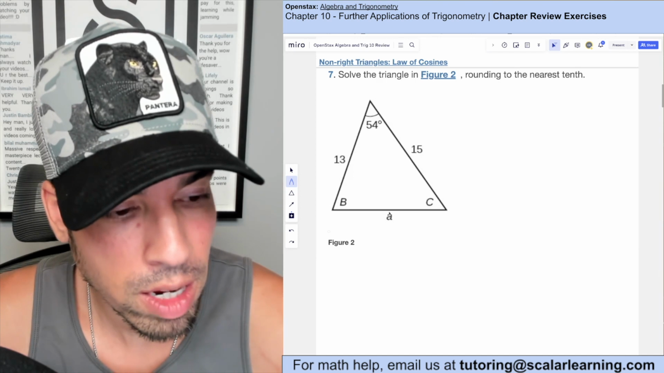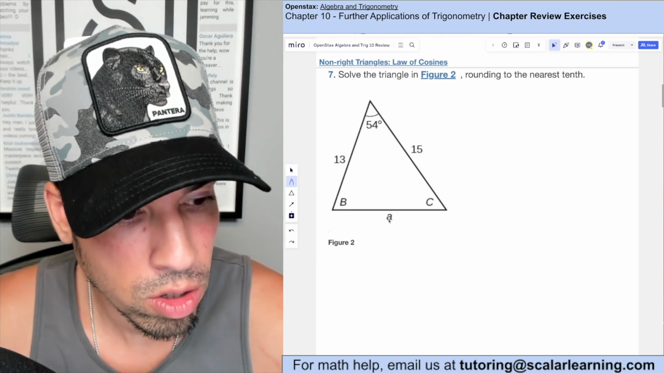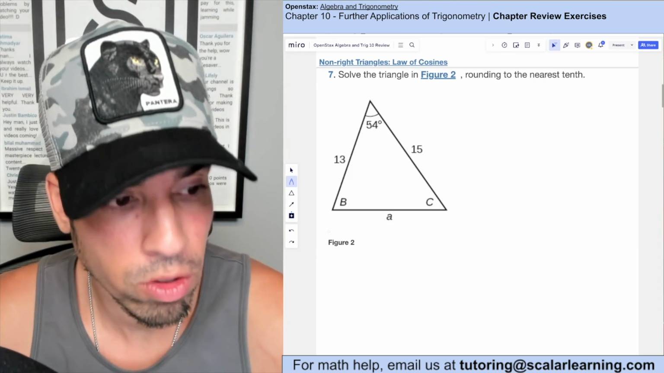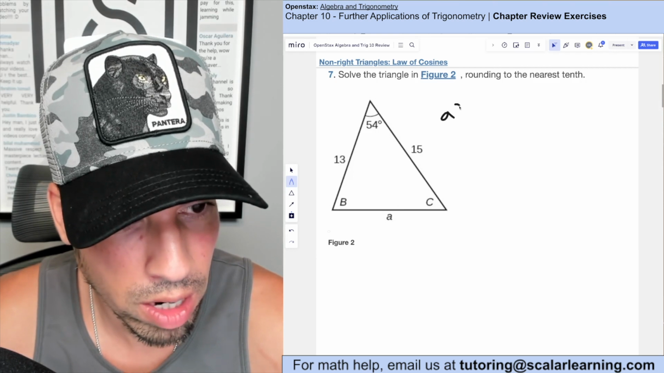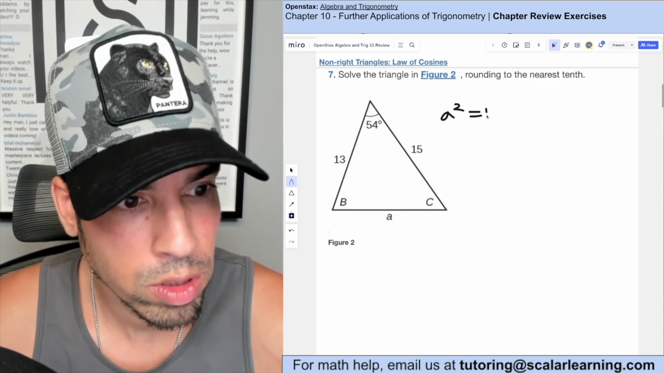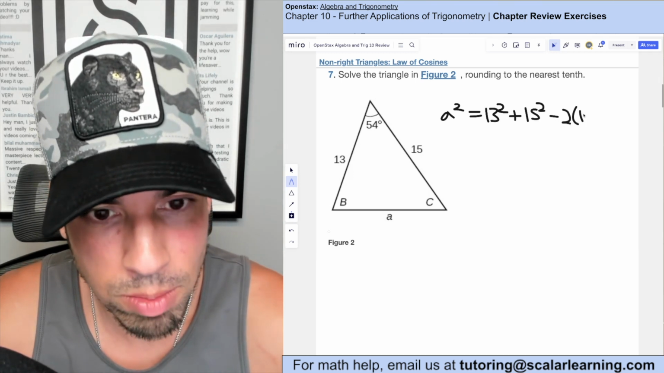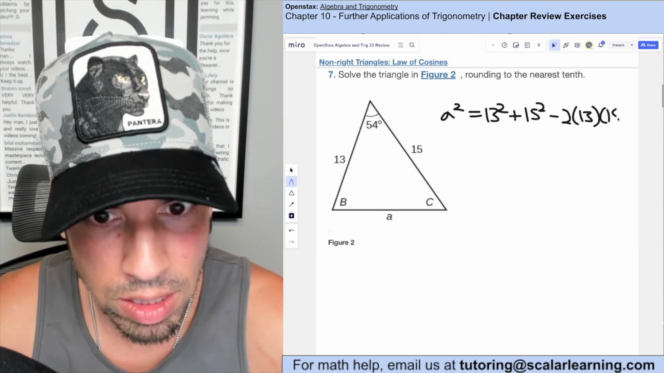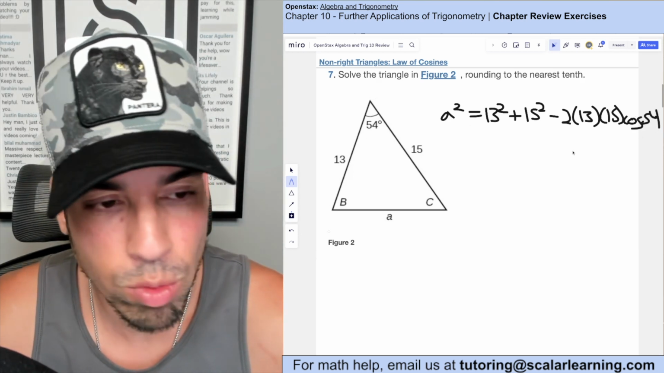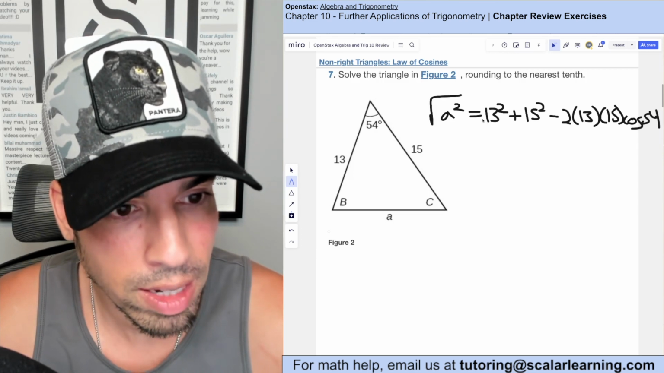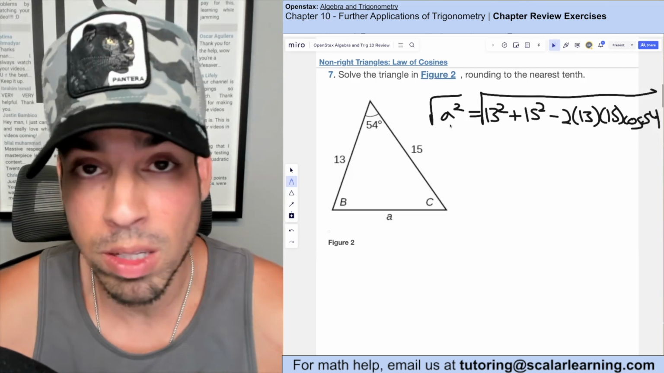So law of cosines, if we're trying to find this side first, A, right? It's the unknown. It's the side and the angle that are known, that are opposite each other, that we start with. So we start with the side first, opposite that known angle, which is A squared, equals the other two sides squared and added together, minus 2 times the other two sides, 13 and 15, and then cosine of that opposite angle, which is 54, okay? So this is going to equal A squared, but I want A. So I'm going to take the square root of this quantity, and that's going to give me A, not A squared. So let's plug that into Desmos now.